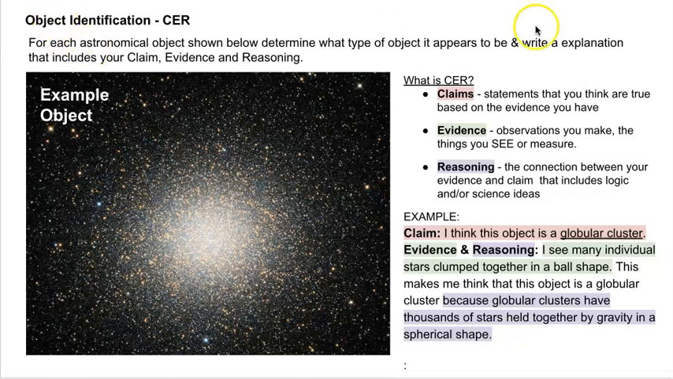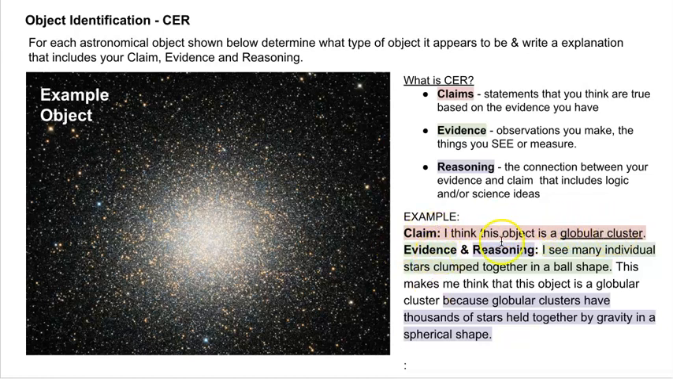On the first page, I have a little example for you. This is actually our astronomy picture of the day from last week, which is kind of cool. 247, I think. And you don't need to know that, but it's just a kind of fun coincidence. What we have is a claim here. So I've got my example claim. I think this object is a globular cluster.